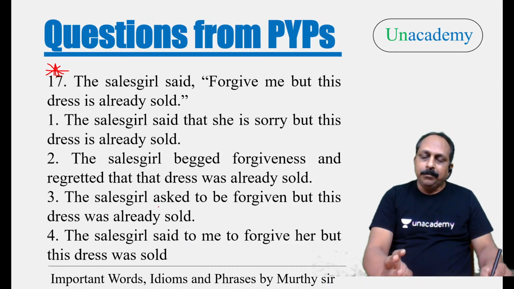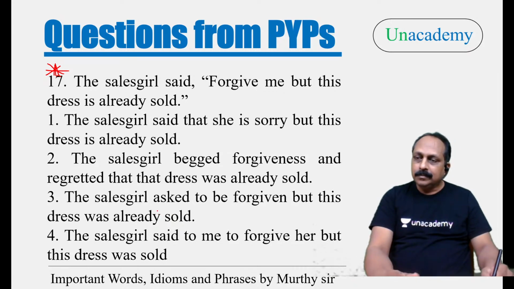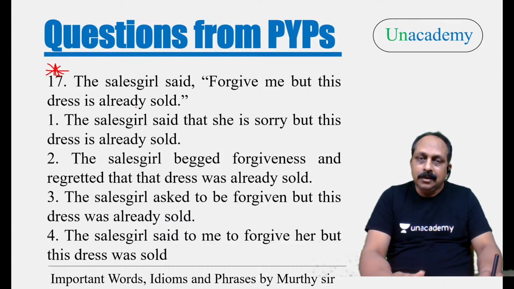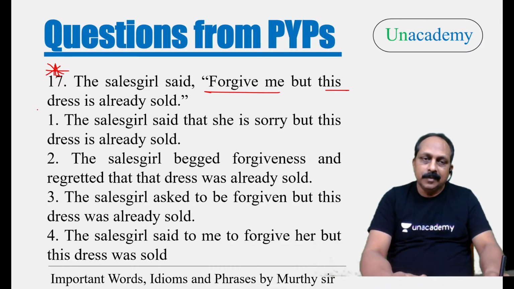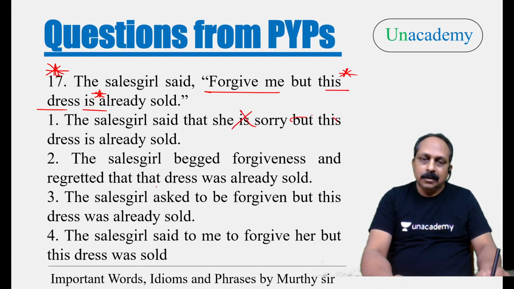You can use before, by the time, when, individually. Here, the sales girl said, "Forgive me, but this dress is already sold." Here, this changes to that. That is a clue for you. Is changes to was, present changes to past. Based on that, first option is not correct, and hold the second option.